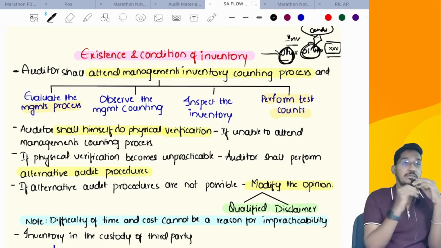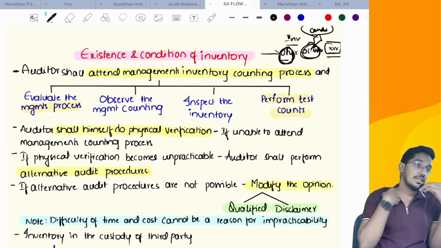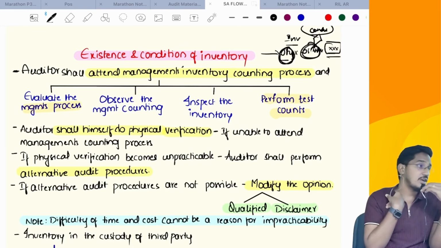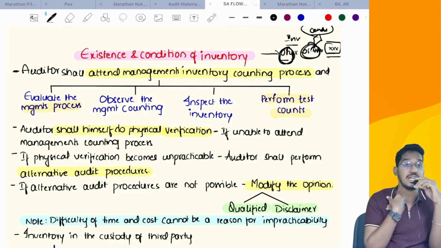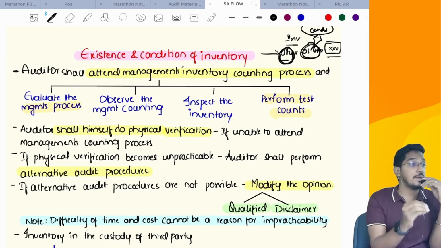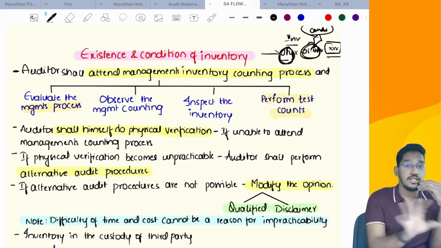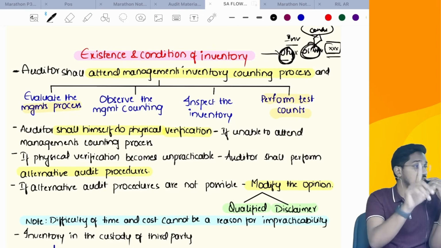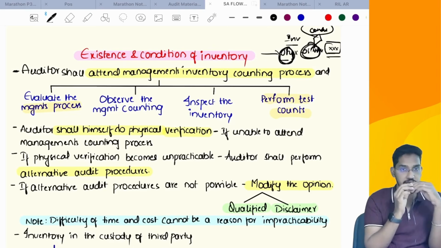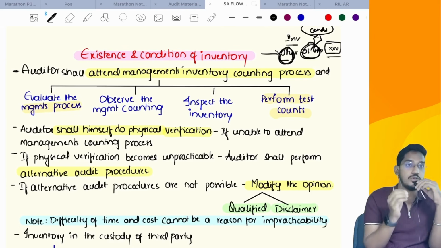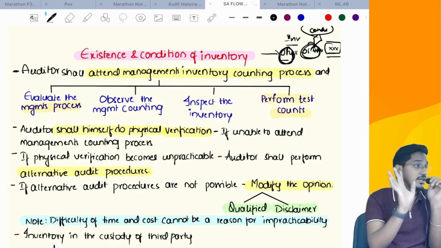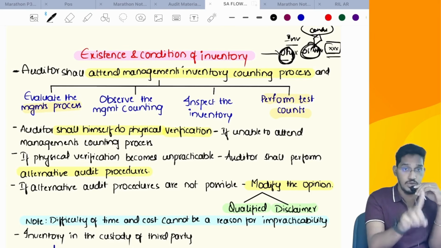So, sir, what do you mean by impracticability? Can the auditor say the warehouse where the stock is kept is 50 kilometers away, I have to spend one day to go and verify that stock? Is that a reason for impracticability? I will not do it. Can he say that? When we say impracticability, that should have been caused by circumstances beyond the control of the auditor. Difficulty of time, difficulty of cost, they are not considered reasons for impracticability. Able to understand?